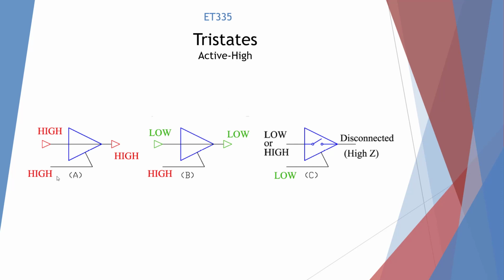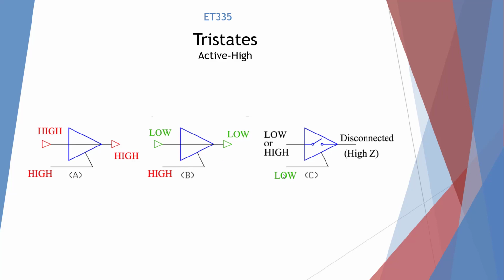The first state would be when we have a high enable. So high enable means it's active and it's going to pass data through it. So if we have a high enable, we're going to get a high on the input and high on the output. If we have a high enable, it's activated, and we put a low on the input, we're going to get a low logic level out.